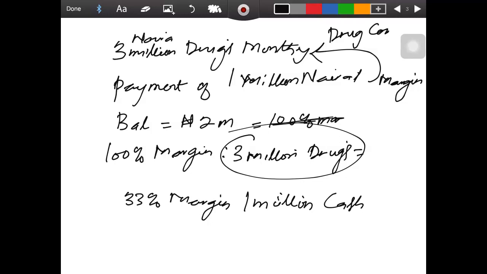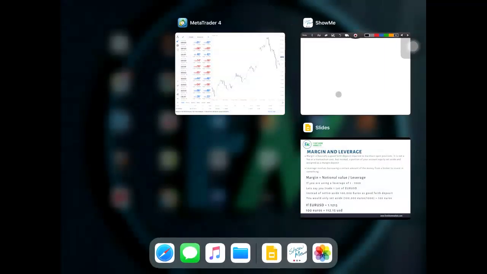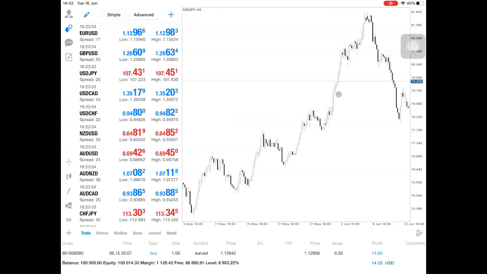Okay, this concept also applies in the forex market. Let's look at this trade. We bought one standard lot of euro dollar at 1.12842. Take note of the margin here. This is margin. You can see that we need $1,128.42.